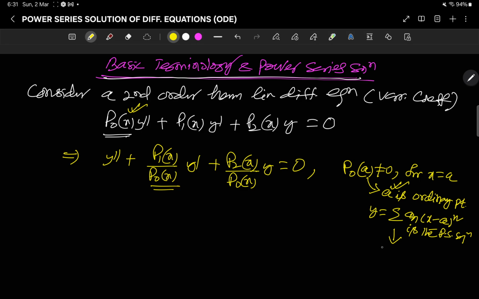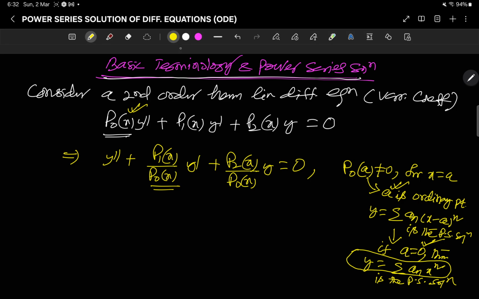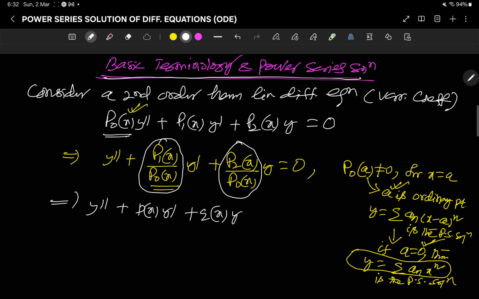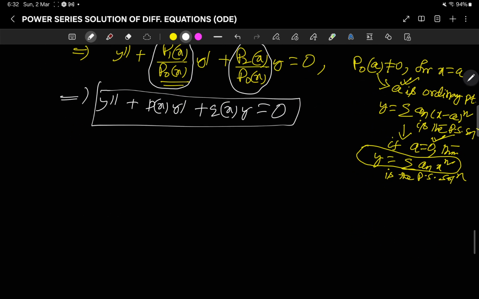Now if a is equal to 0, then the power series solution is y equals the summation of an x to the power n. So definitely this is better, since 0 is the center. In that line, let me write, suppose this is my p(x) and this is my q(x). I write y double dash plus p(x) y dash plus q(x) y equals 0. Okay, so now I state the definition of the ordinary point.